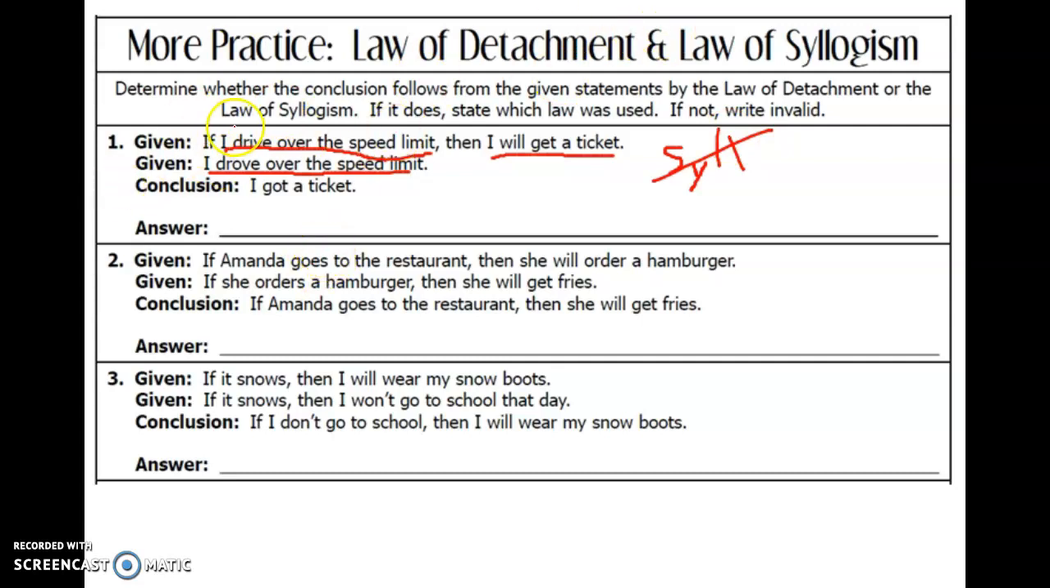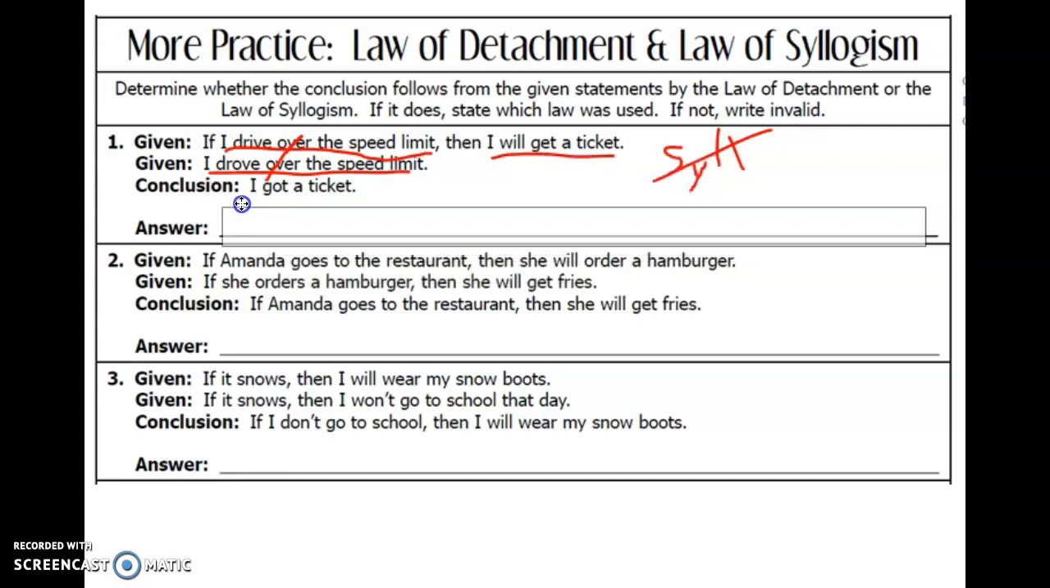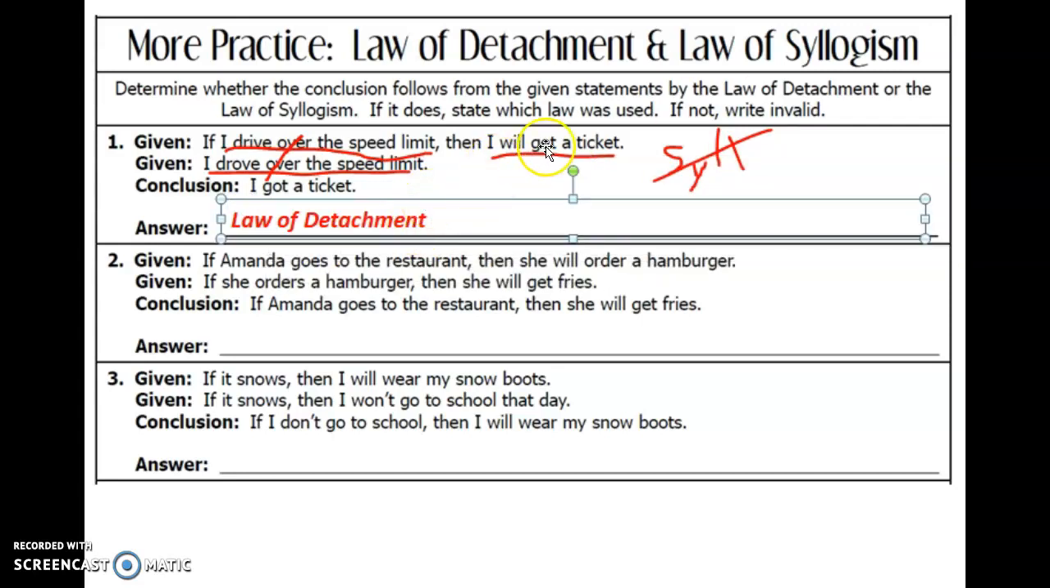Well, for detachment, the P value must be told that it's true. So if I drive over the speed limit, well, they tell us I drove over the speed limit. Those are the same. Then I conclude the conclusion, I got a ticket. So this matches, this is our law of detachment. P is true, so therefore I can conclude I will get a ticket, or I got a ticket. That is detachment.